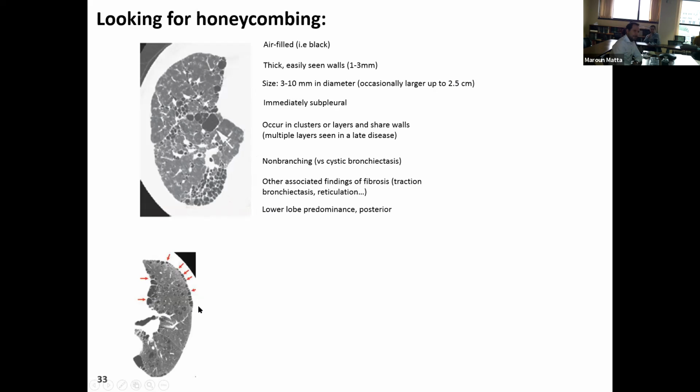Like you guys say, this is honeycomb. What do you think this is? Subpleural cysts. Yeah, so this changes things. There's subpleural. Cysts have to be bigger or a little bit more defined, but this is subpleural. What is this? Is this honeycomb? So this is just bronchiectatic changes.